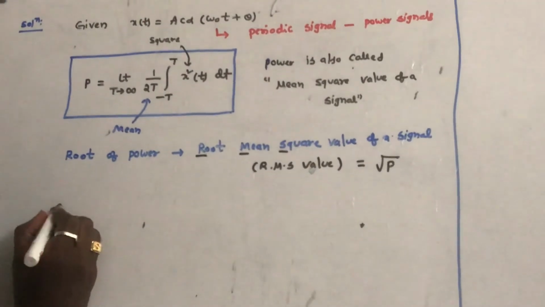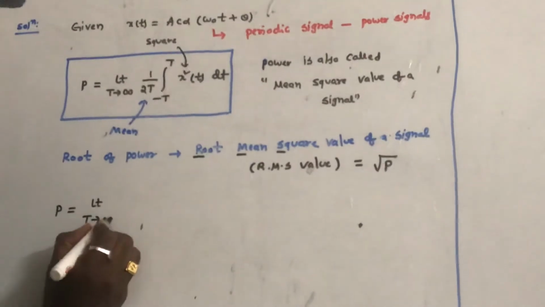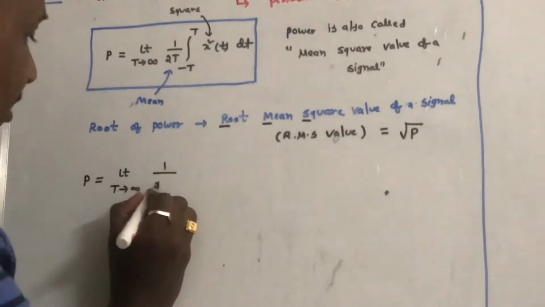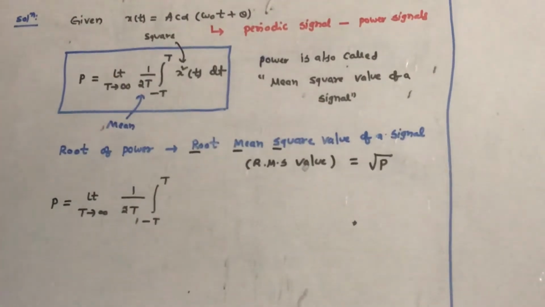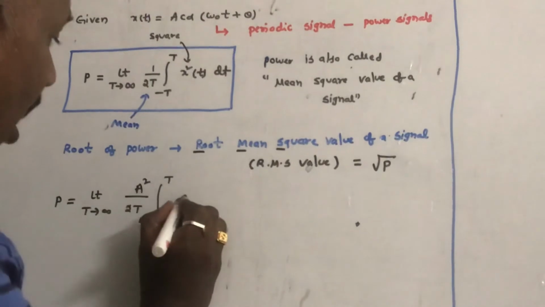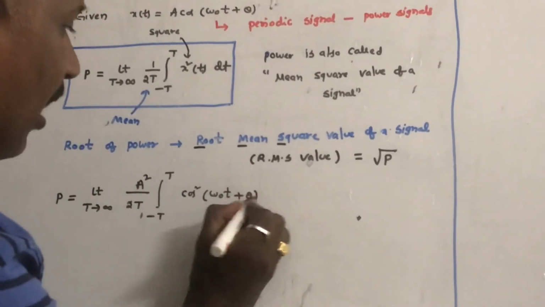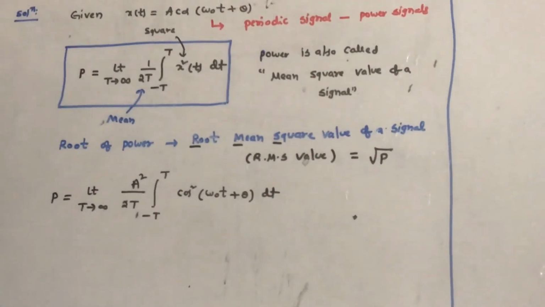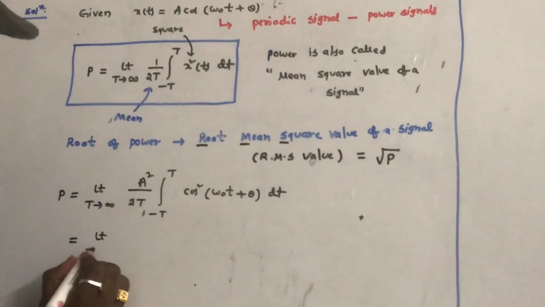First, substitute the given signal. That means limit T tends to infinity, 1 by 2T integral from minus T to T, integral of the square of the given signal. It will come out as A squared, taking A outside, cos squared of omega 0 t plus theta, into dt. So change this cos squared theta.